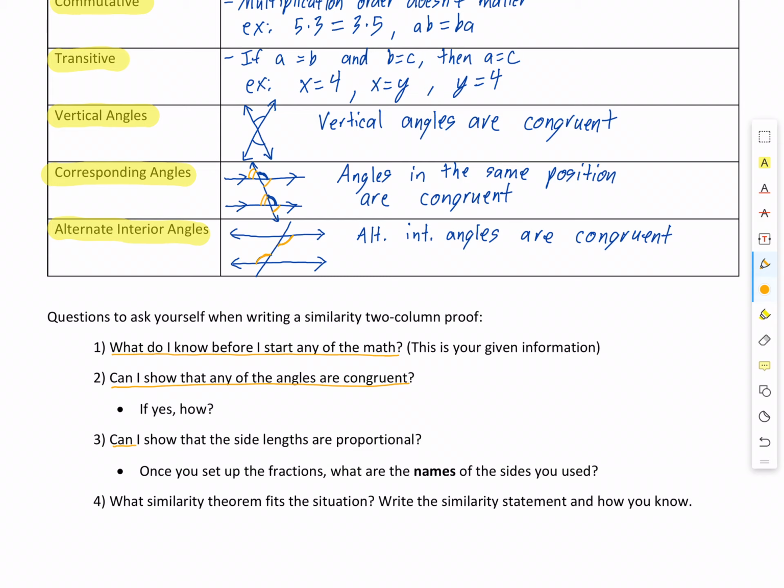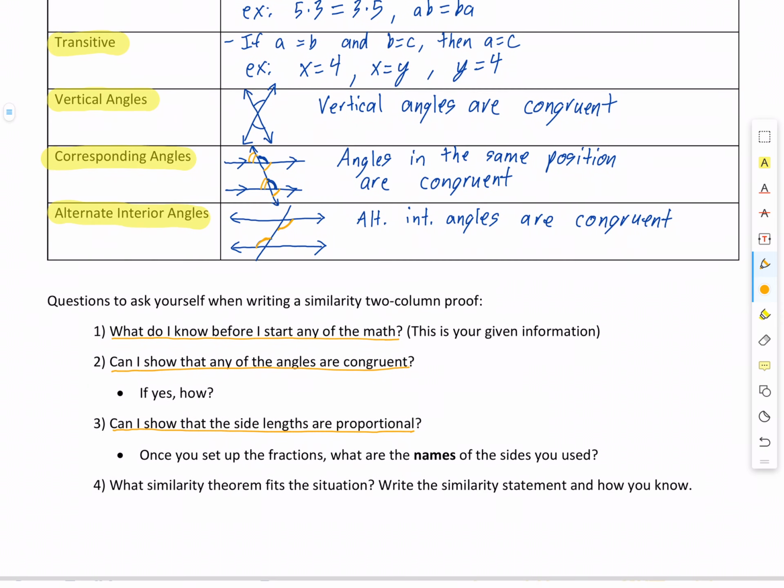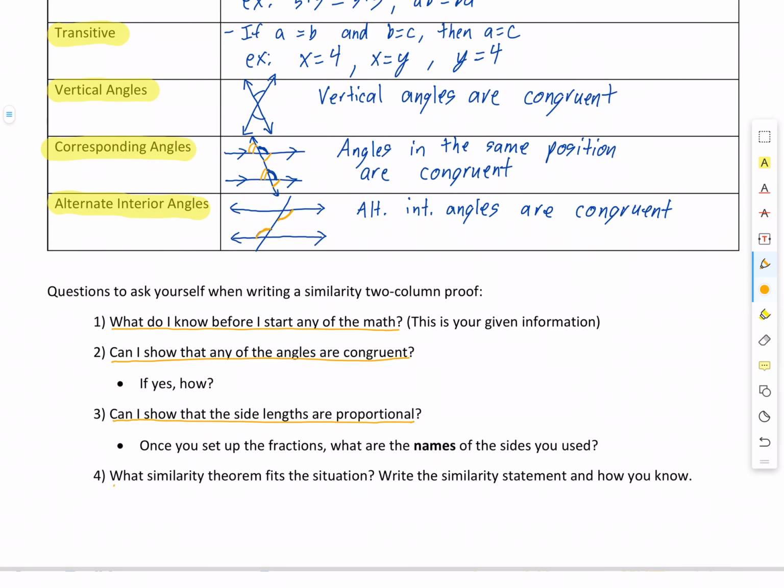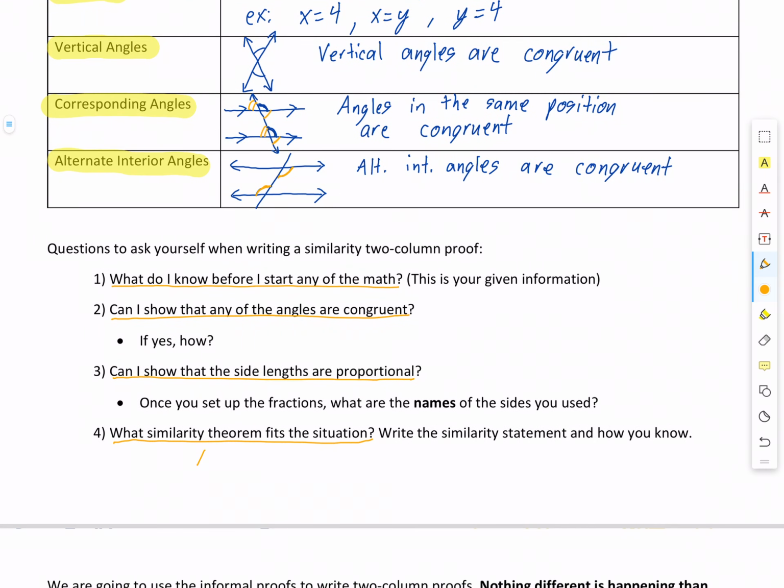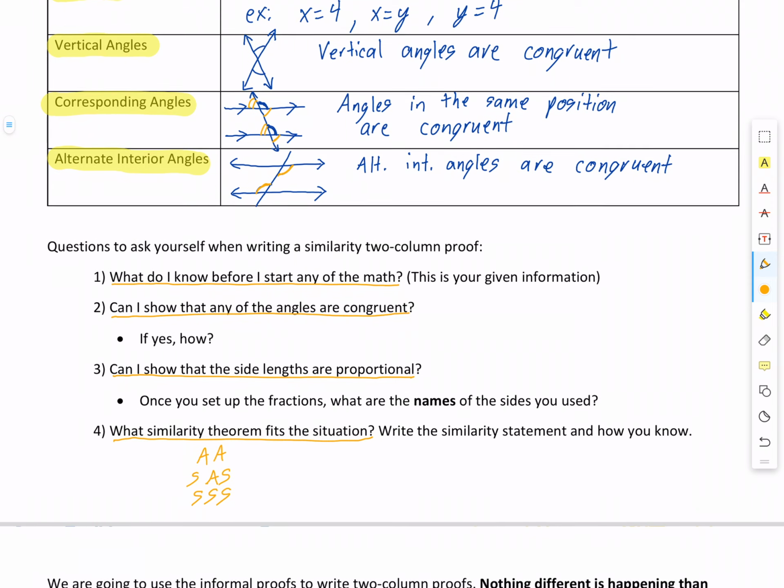Then we look at whether we can show the lengths are proportional. We need to set up the fractions, and then name what those sides are. Lastly, to finish up the proof, we have to name what similarity theorem. Remember, we had the angle similarity theorem, the side angle side similarity theorem, and the side similarity theorem. That's ultimately what we're trying to do.